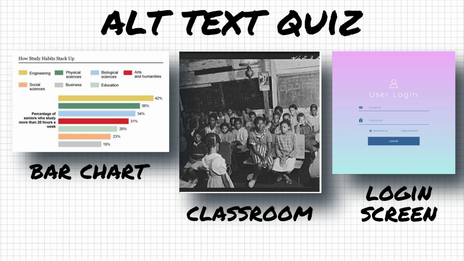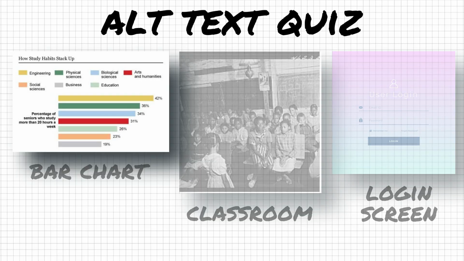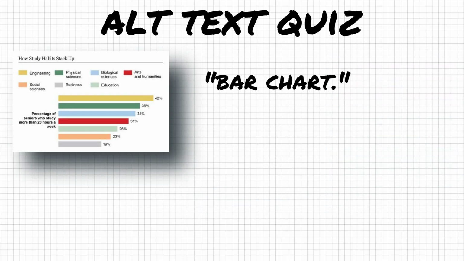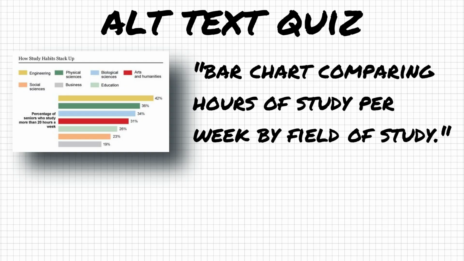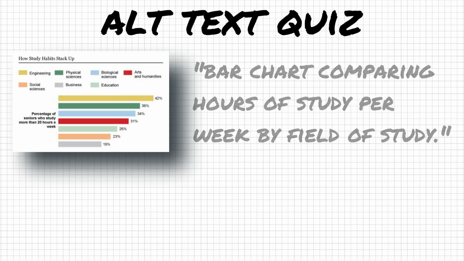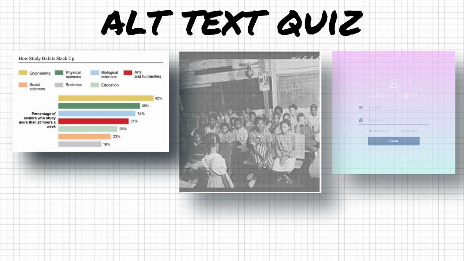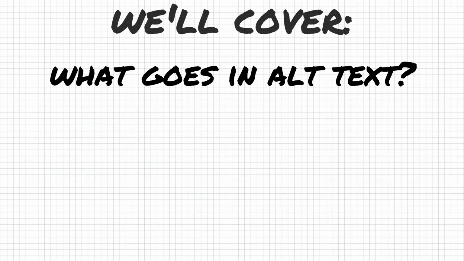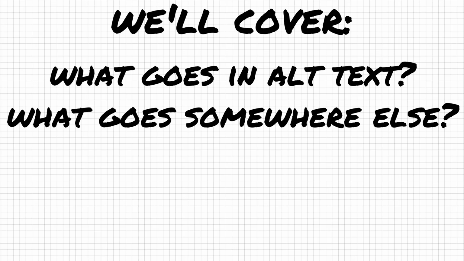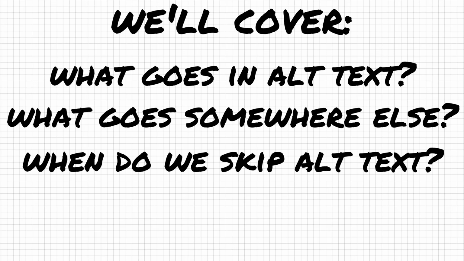from it. And that's the difference between writing alt text that technically exists and writing alt text that supports understanding, and if you're an educator, learning. For the first image, for example, instead of "bar chart," you might say, "bar chart comparing hours of study per week by field of study." We'll come back and fix all 3 of these, but first, let's talk about how to decide what belongs in alt text, what belongs somewhere else, and when to skip alt text altogether.